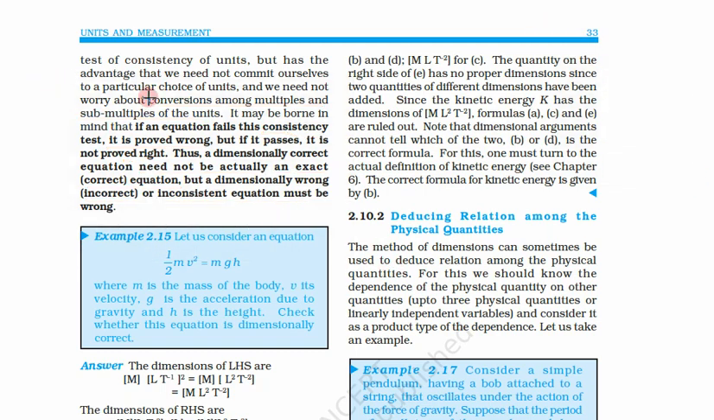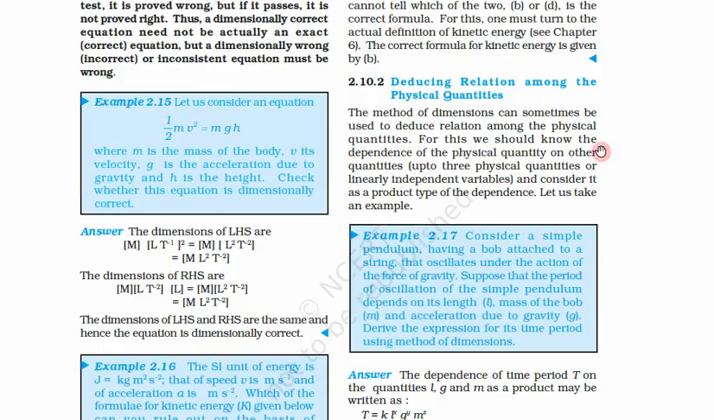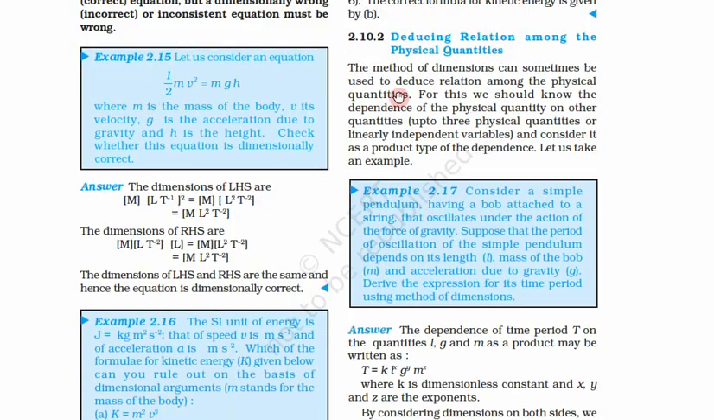So what they have said here is, suppose we get a dimensionally correct equation. It is not necessary that the equation is correct. So we have two possibilities: the equation might be correct, or it might not be. But if we get it dimensionally wrong, then the equation is definitely wrong. This we can tell with dimensional analysis. Let us understand this with some simple examples.